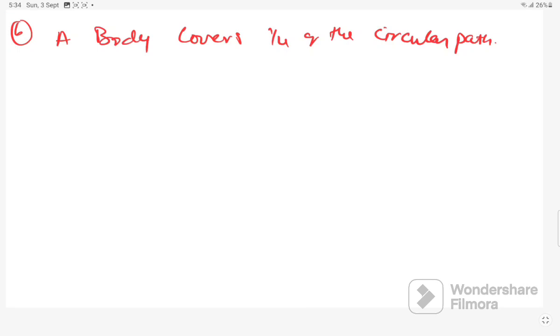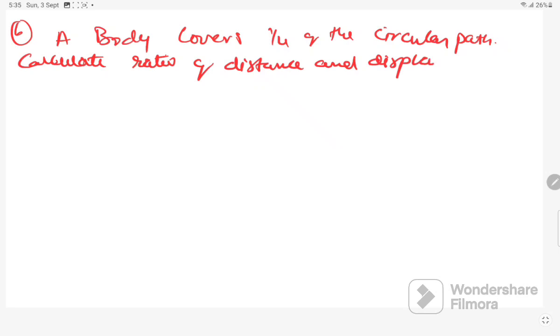Till now, in the last question, whatever we had was nothing but the rectangle. You must be able to understand the properties and what things we are using in the rectangle. Now in this question we are going to discuss circles. So a body is covering 1/4 of the circular path and you need to calculate the ratio of distance and displacement.